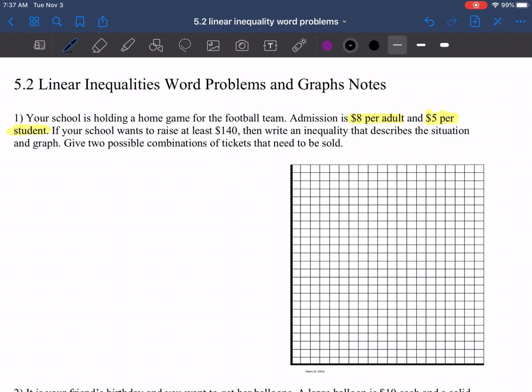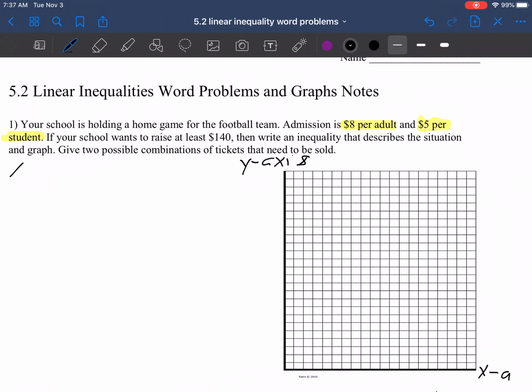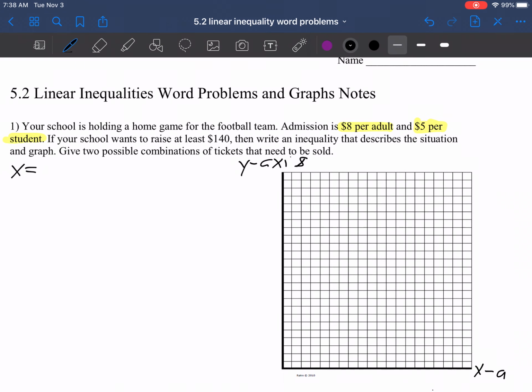You could use A for adult and S for student, but because we have an axis here, we know that this up here is our y-axis, and we know that this here is our x-axis. Okay, so what we'll do then is we'll just declare it. We'll say that x is going to have to equal the amount of adult tickets that were sold at the game, and y will have to equal the number of student tickets that were sold at the game.